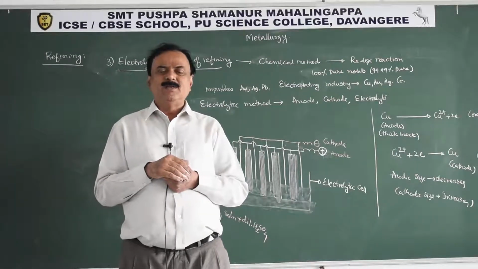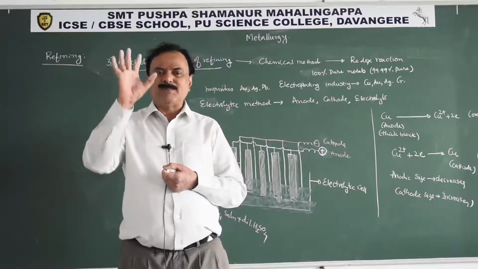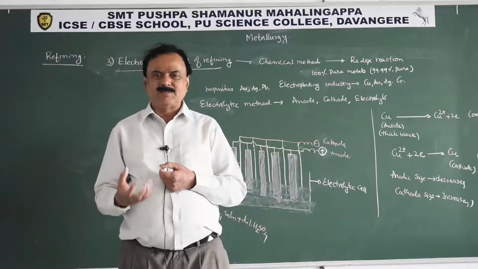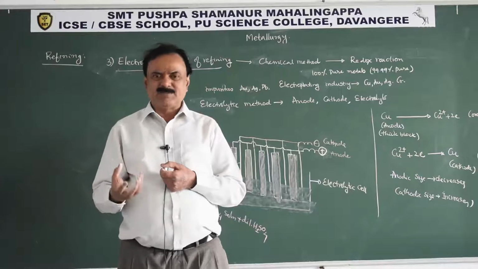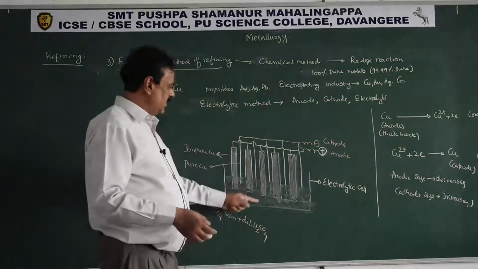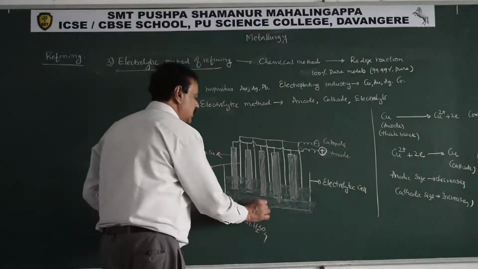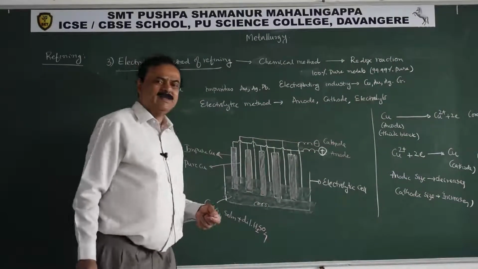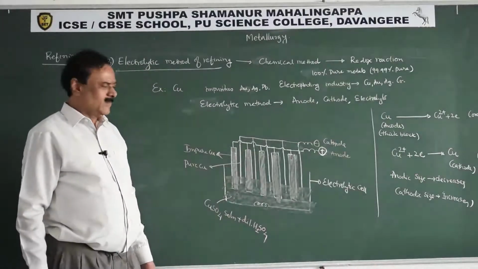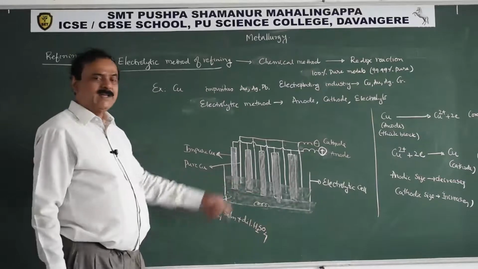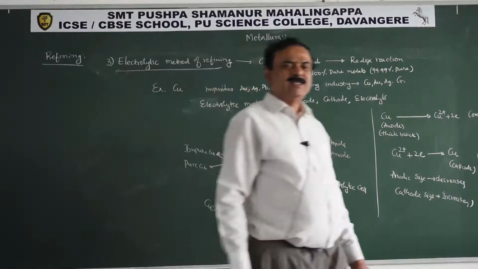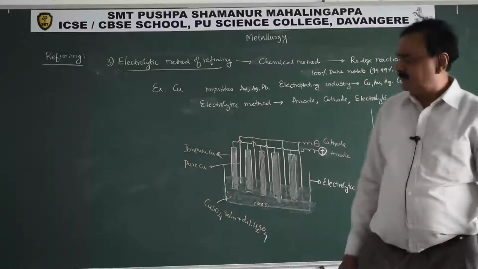Finally, the anode collapses. The mud that is present, which is the waste product obtained, usually accumulates in this area at the end. This substance is called anodic mud. Whenever the anode completely collapses, anodic mud is collected at the bottom of the electrolytic refiner.